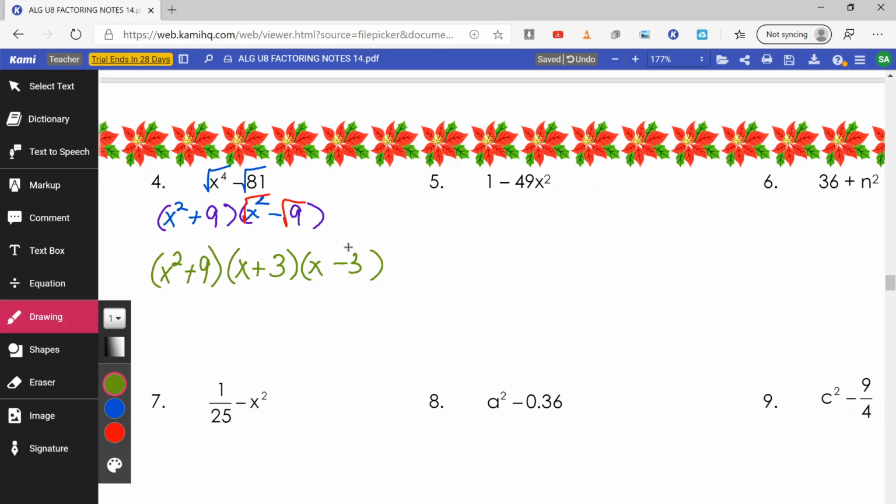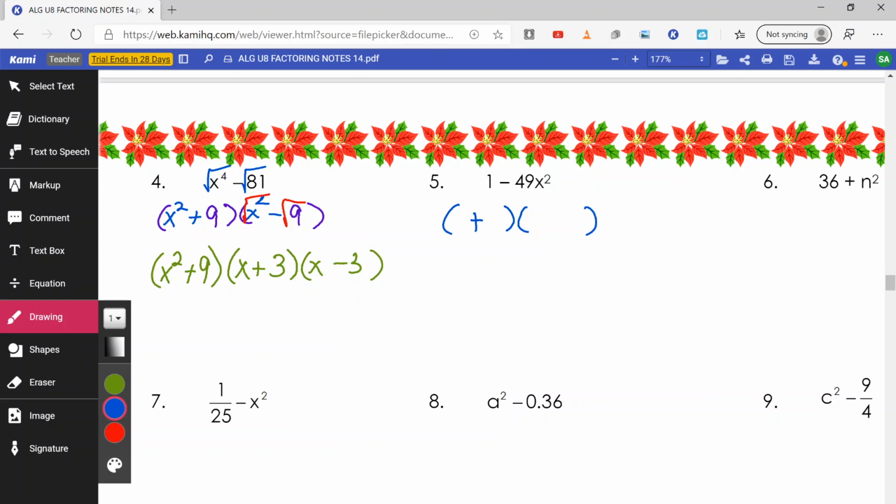For number 5, we get 1 minus 49x squared. Again, are we subtracting? Yes. Do we have a common factor? Well, number 1 and number 49. So there's no common factor other than 1. So it's possible for a difference of two perfect squares.